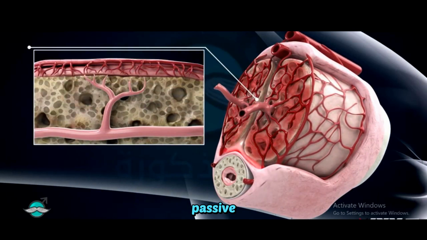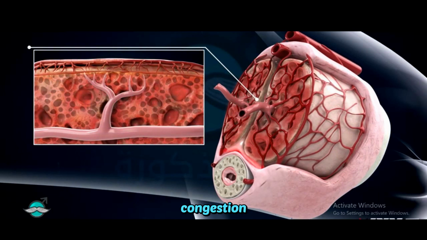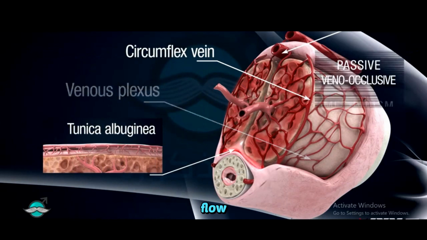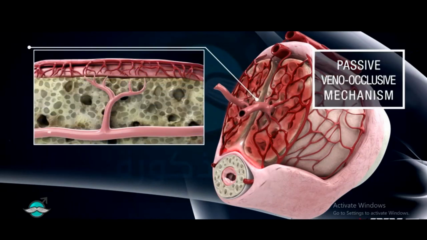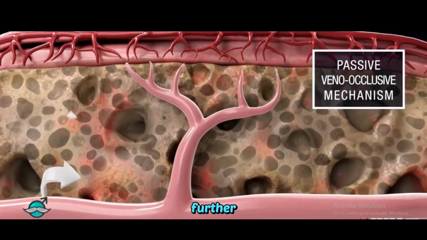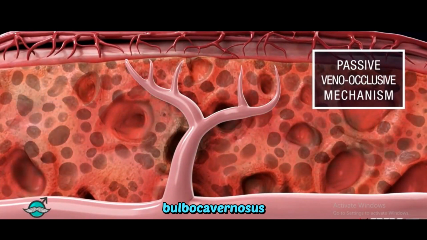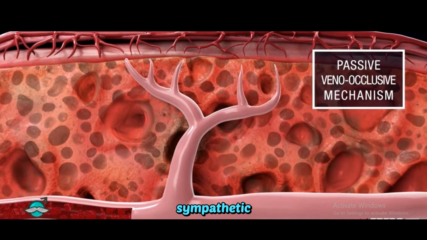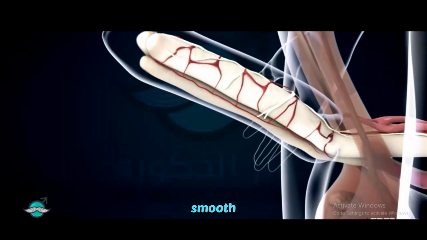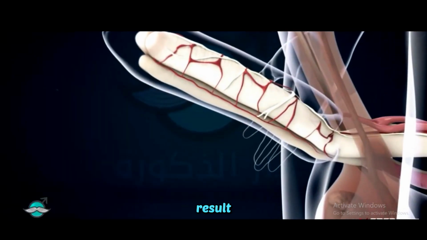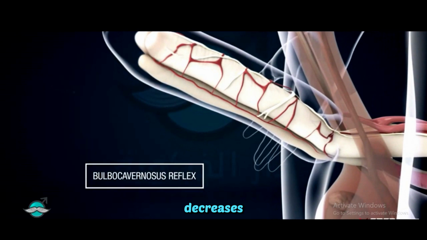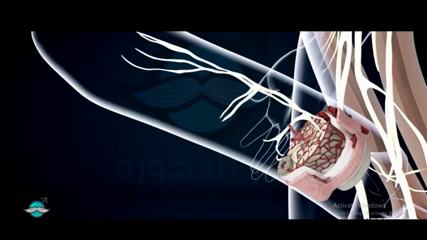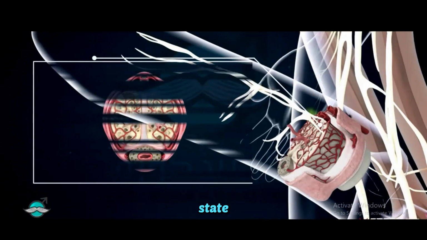This is called the passive veno-inclusive mechanism. Blood congestion occurs when blood flow increases and the helicon arteries straighten and dilate, allowing blood flow into the corpora cavernosa. Genital stimulation then induces a further increase in penile rigidity, called the bulbocavernosus reflex. Finally, after ejaculation, sympathetic innervation contracts the trabecular smooth muscles again. As a result, penile arterial blood flow decreases and venous drainage occurs, leading to a gradual evacuation of blood. The penis then returns to its flaccid state.